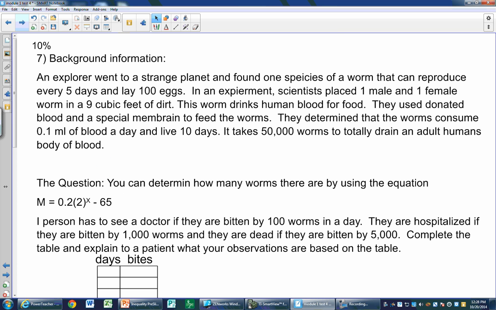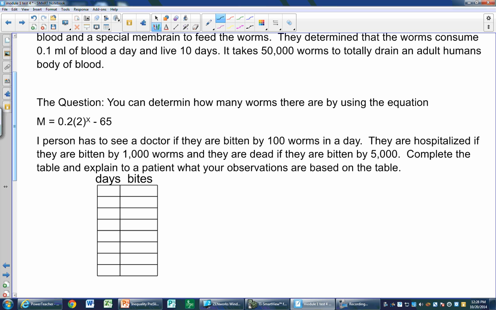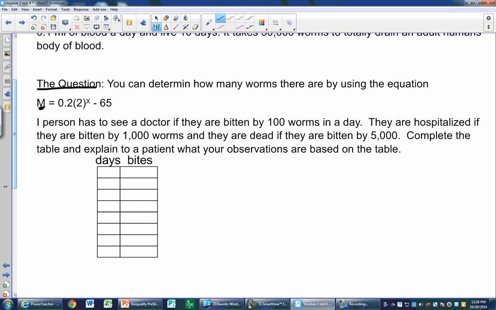Okay, so there's a lot of background information here, and after you read through it, it says the question. You can determine how many worms there are using this equation. Don't get mixed up because there's an m there. That's the same thing as the y equals number. A person has to see a doctor if they're bitten by 100 worms in a day. They're hospitalized if they're bitten by 1,000 worms, and they're dead if they're bitten by 5,000 worms. Complete the table and explain to a patient what observations are based on the table. And I told you that for the test, I'm going to start off with the table being at 10. So we pull up our calculator.